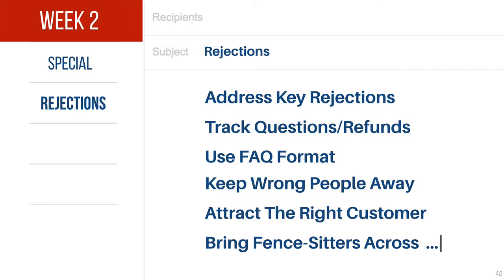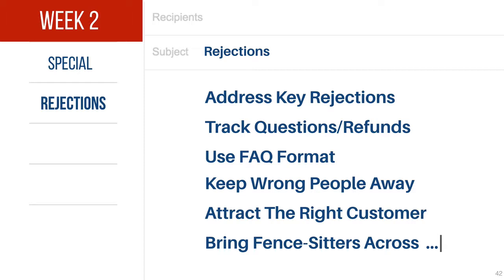So they haven't bought, what's stopping them? What you need to do in this email, and I recommend this is just a straightforward bullet point list of reasons why people don't buy, like an FAQ, is address the key rejections. Now, if you don't know the reasons why people don't buy your product, you have to find this out.